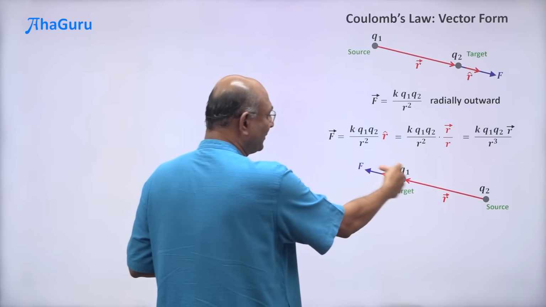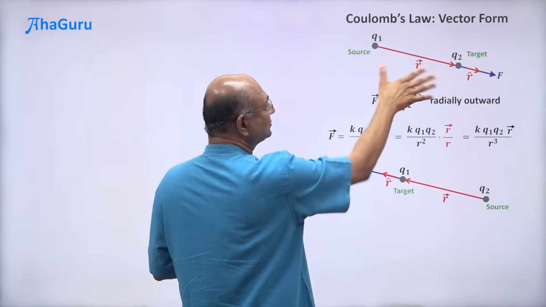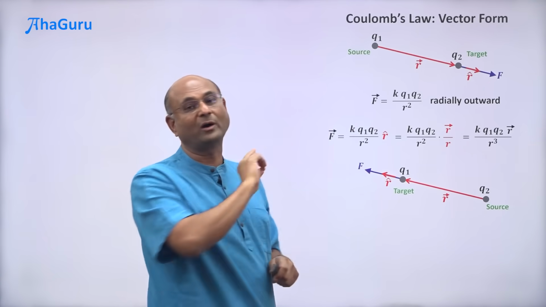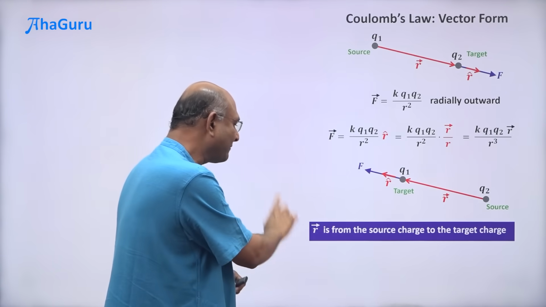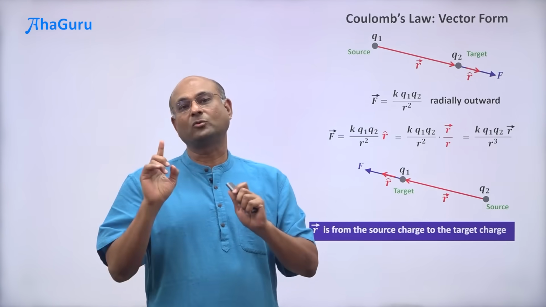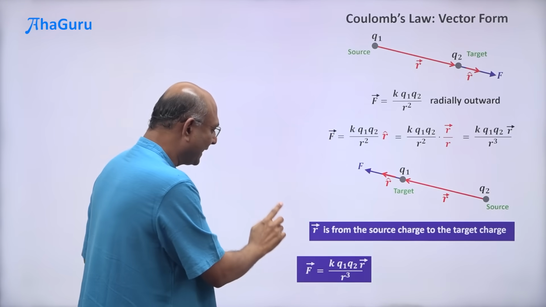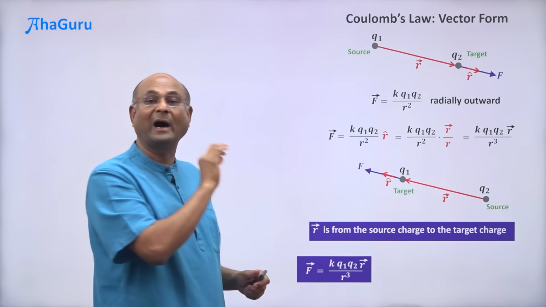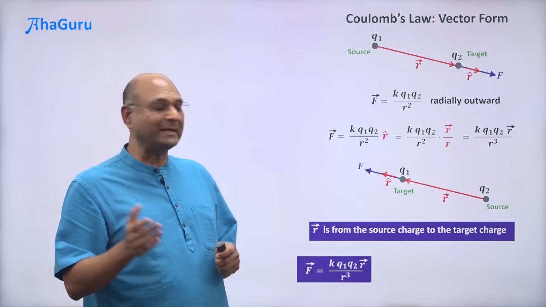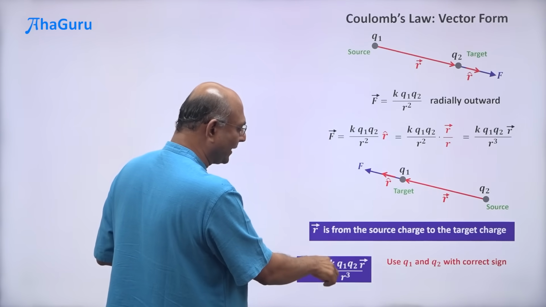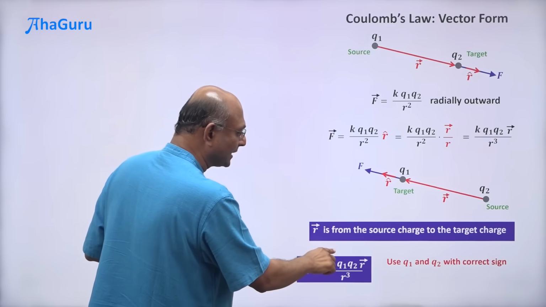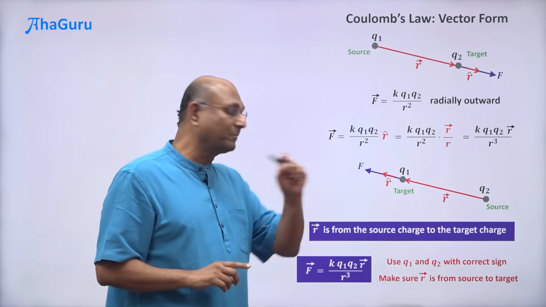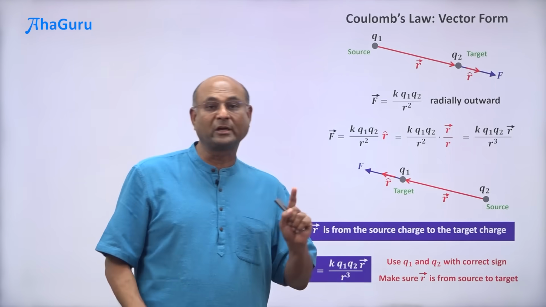Okay, so R cap will be this direction. Everything has got reversed. The formula will still be valid, but with the new R vector and the new R cap vector. Keep that in mind. R vector is always from the source charge to the target charge. So we can write F vector as K Q1 Q2 by R cube into R vector, or you can write it as K Q1 Q2 by R square into R cap. But whenever you use this, remember that you must use Q1 Q2 with the correct sign, and you must also make sure R vector is from the source to the target.